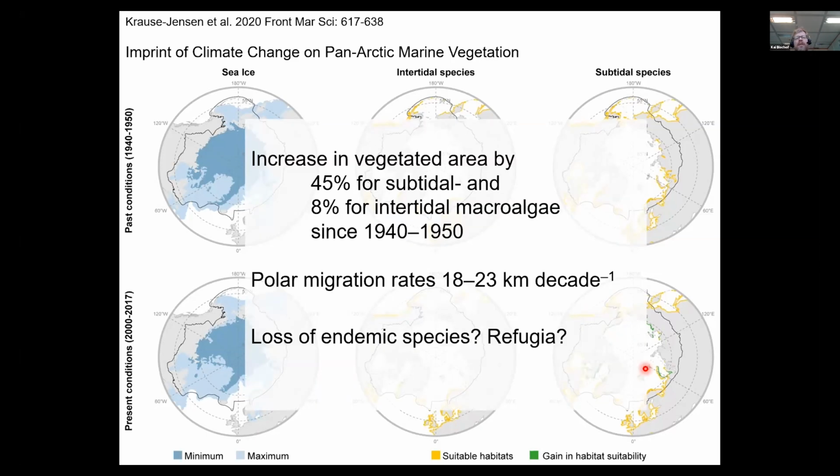Overall, the authors found an increase in the vegetated area by about 45% for subtidal and 8% for intertidal macroalgae since the 1950s. That's very interesting. You can see that the seaweed communities are migrating polewards, northwards, by about 20 kilometers per decade. So every 10 years, the northern distribution limit of seaweed has been shifted by another 20 kilometers.